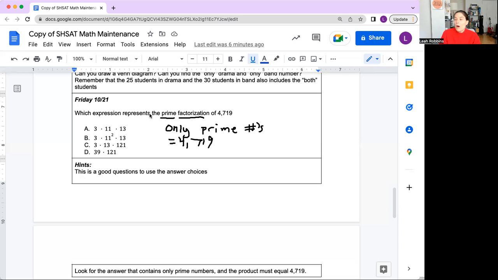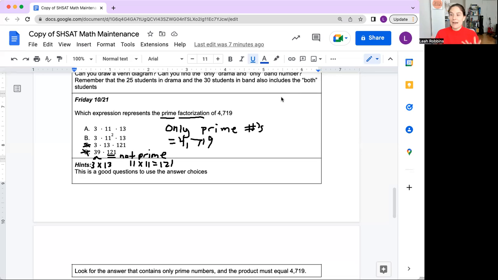So I'm looking at my answer choices and I immediately want to eliminate C and D. That's because 121 is not prime. It has the factor 11, right? 11 times 11 is 121. And 39 is also not prime. It's 3 times 13. So we can recall that a prime number only has factors of 1 and itself. Therefore, these two are automatically out.